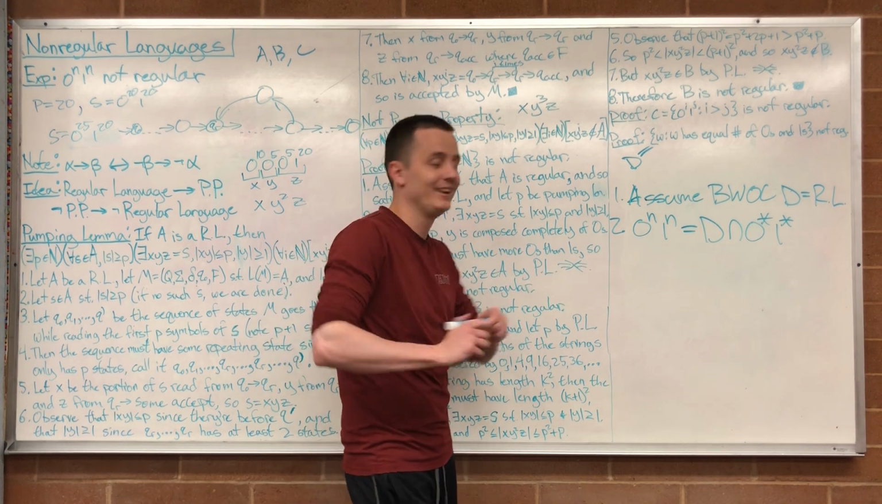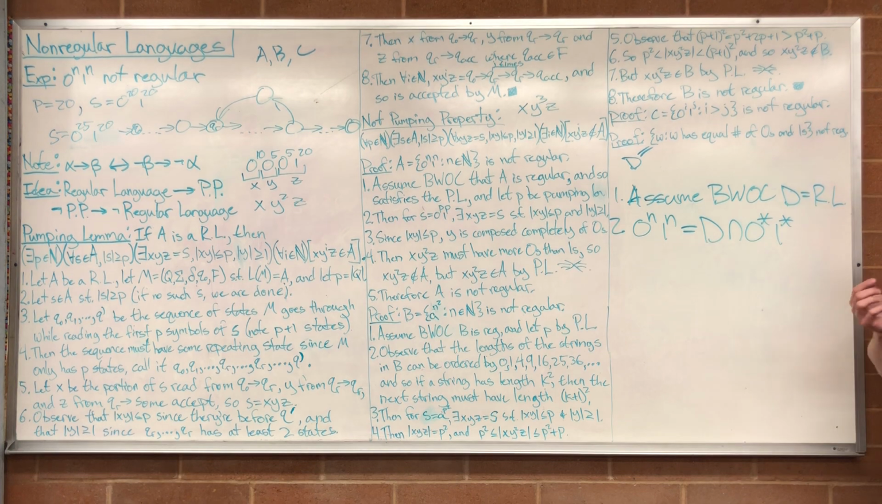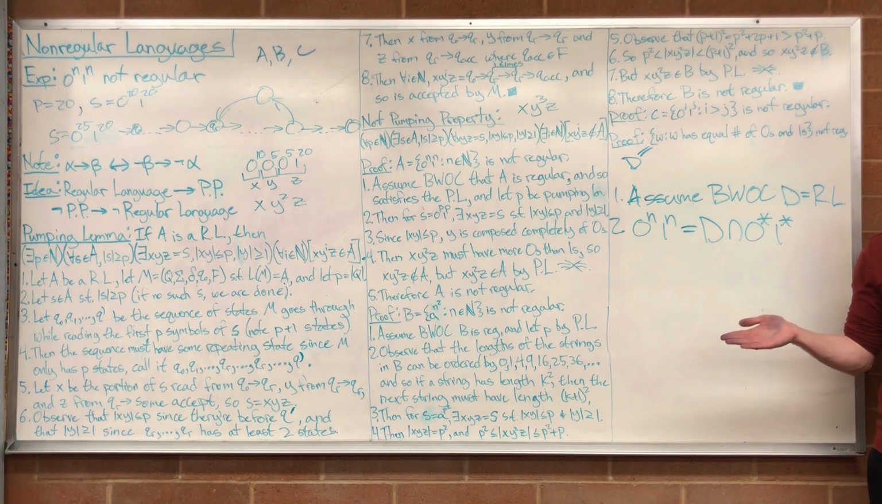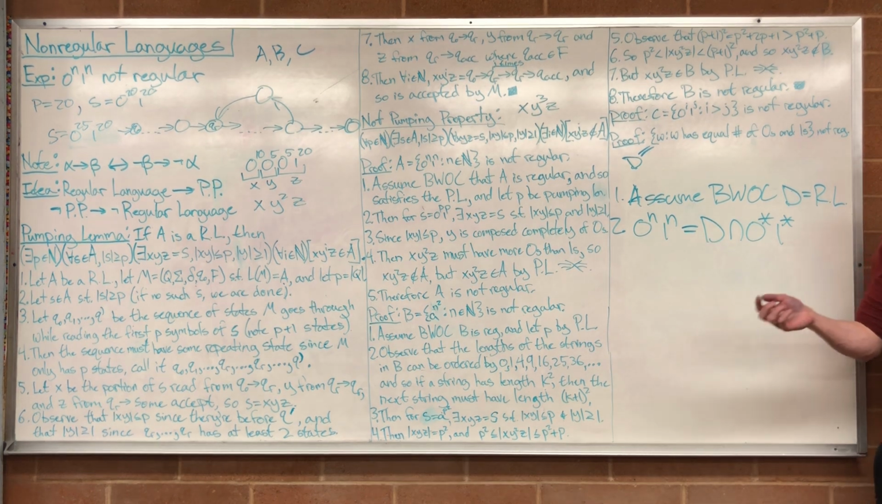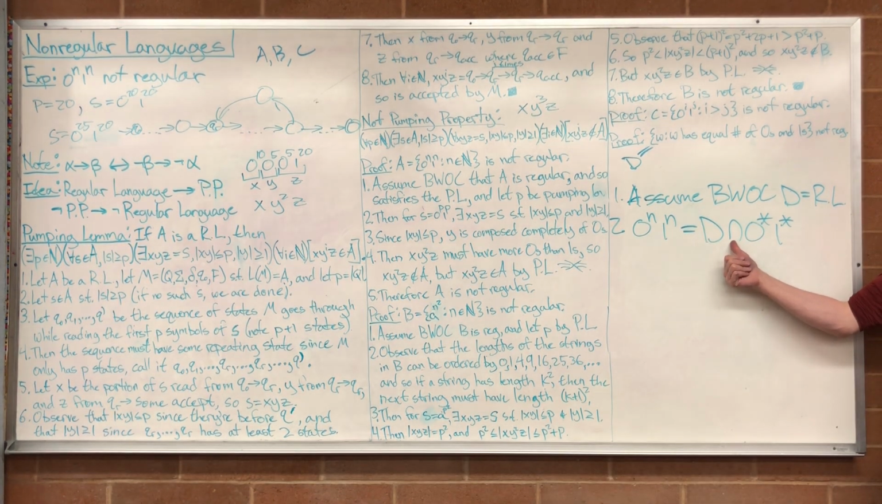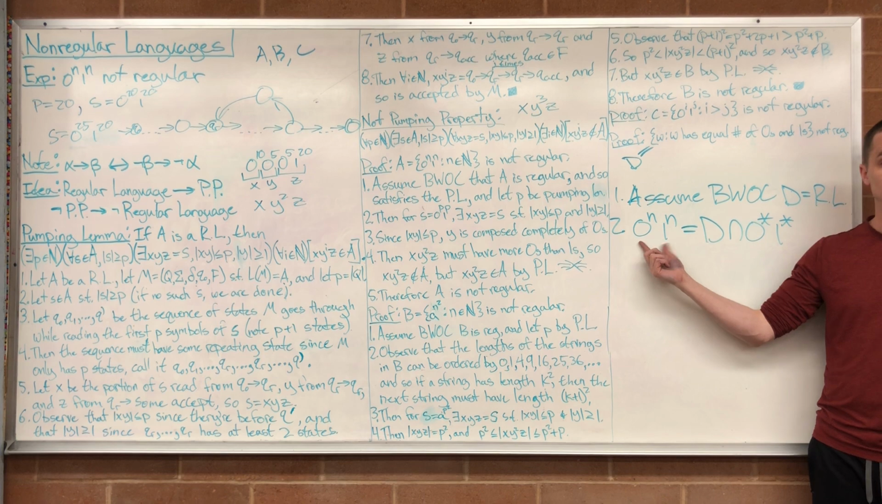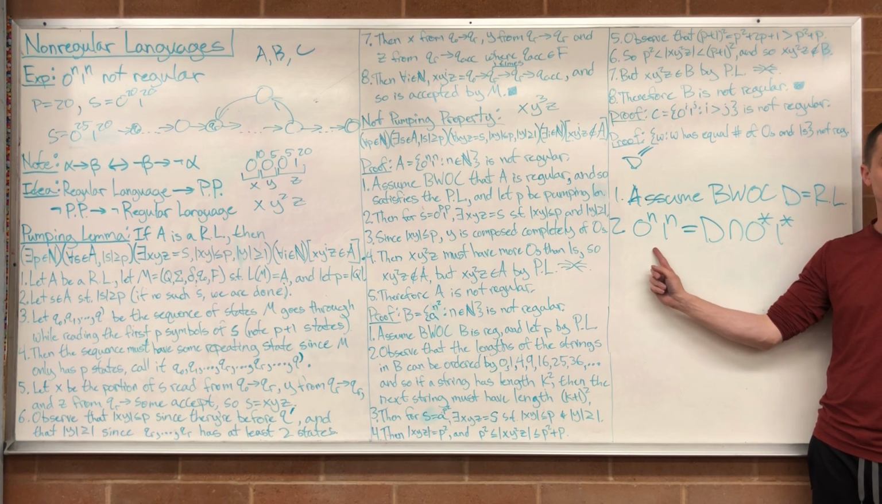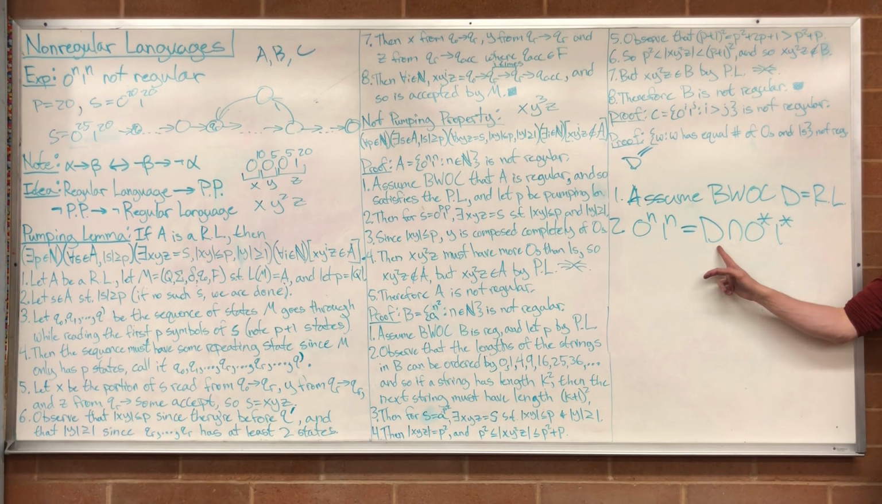Good? Okay. So, what do we know about regular languages? They're closed under intersection. So if this is a regular language, we know that this is for sure a regular language. And so a regular language intersected with a regular language is regular. So then this is regular. But we already know that's not regular. So this can't be regular.